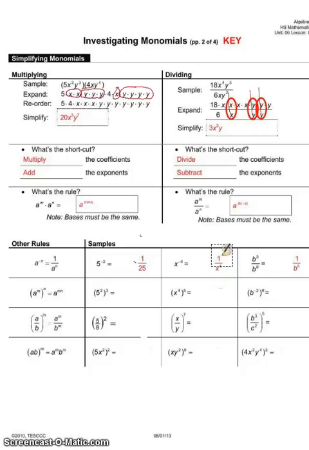Another rule is when you have two exponents being separated by parentheses, you multiply. So 5 halves to the 2nd power would be 5 to the 6th. x fourths to the 5th power would be x to the 20. And b negative 2 to the 6th power would be b to the negative 12.